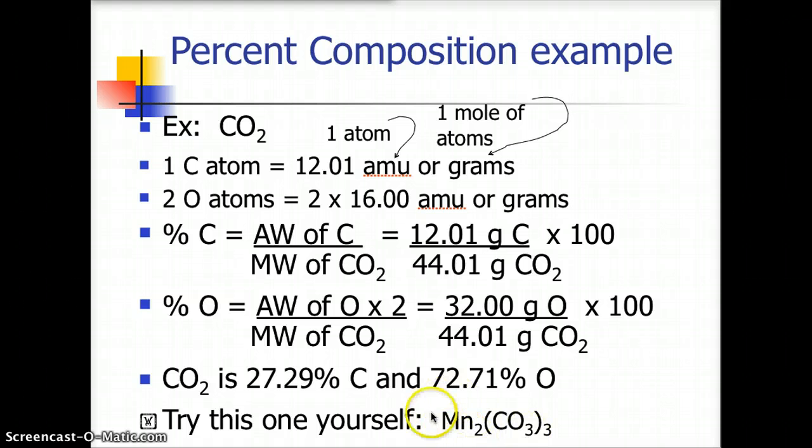So again, we want to find the mass of the 2 manganese, the mass of the 3 carbons, the mass of the 9 oxygens separately, and then divide each one of those by the mass of the whole thing. So take each part divided by the mass of the whole. So again, pause, take a moment to do that. The next slide has the answers.